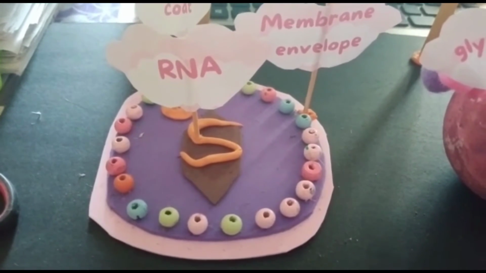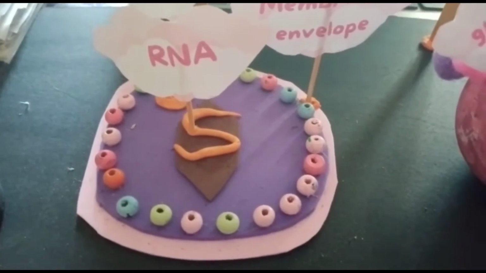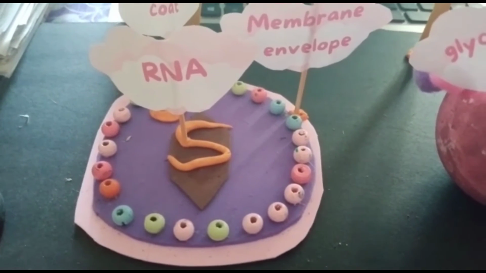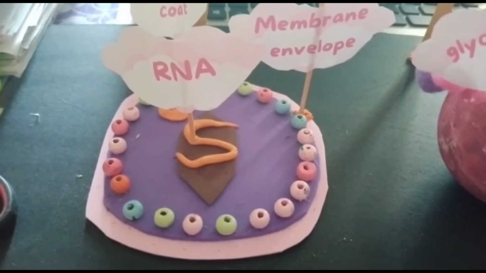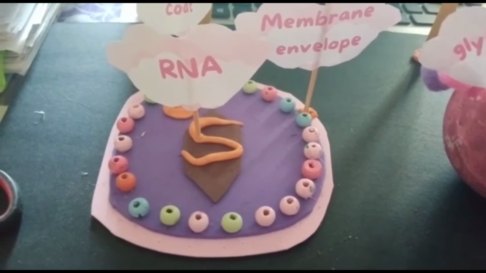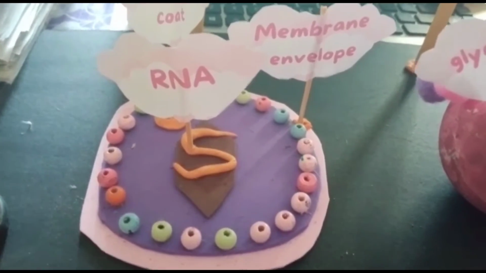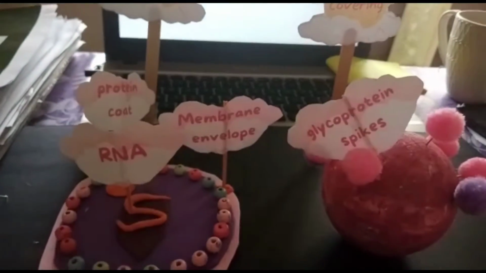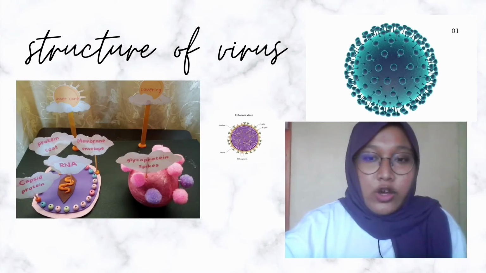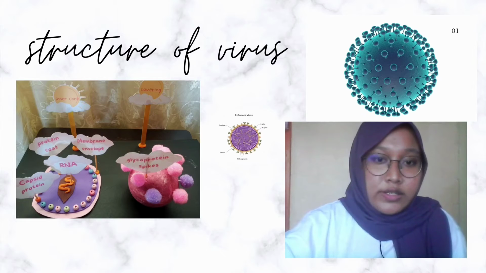Meanwhile, the capsid is the round, colorful one that protects the viral genome from environmental conditions and ultimately delivers the genome to the interior of a homologous host cell. So that's it for the model of the virus. So we can continue our discussion with the structure of virus.